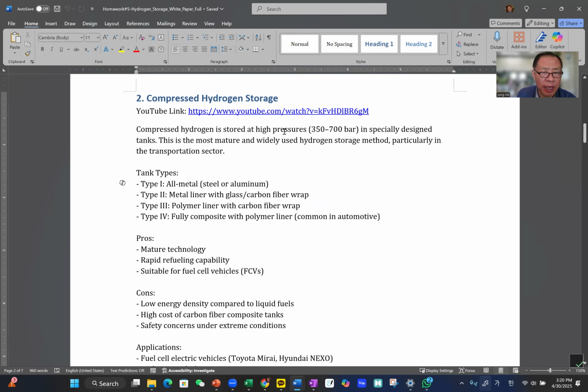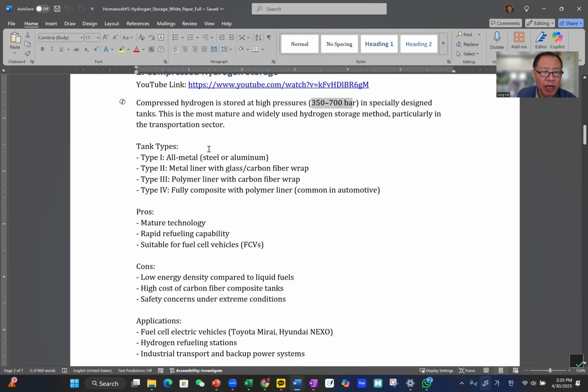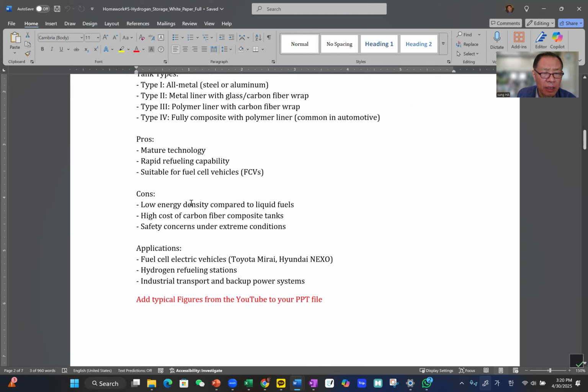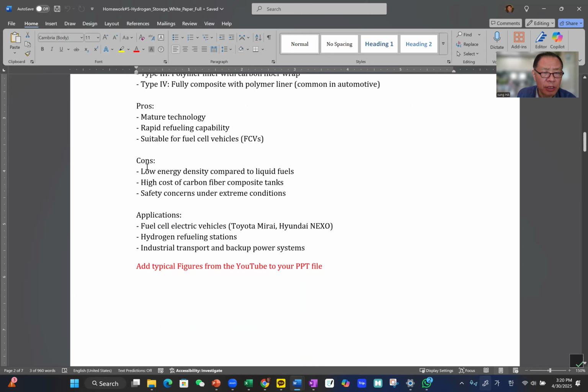This is a gas type. 350 to 700 bar is a gas. High pressure compressed gas. And there are pros and cons. The most important point in the pros is being a mature technology, commercially available and widely used, and importantly it is very suitable for fuel cell vehicles.